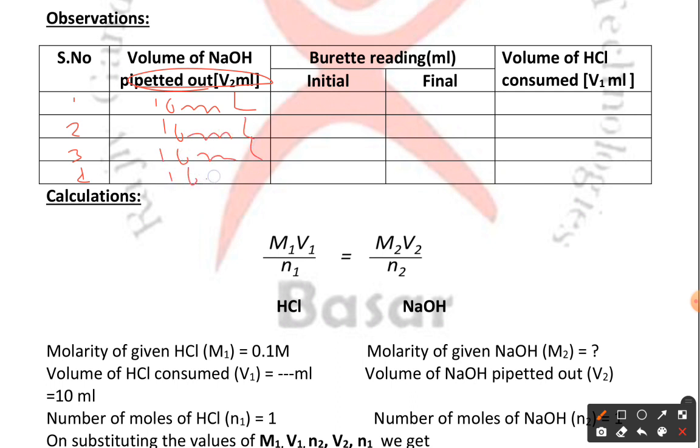So the initial reading here, how much do you have? 0 ml. For example, it is consumed up to 10. So final minus initial, the volume of HCl consumed is totally 10. Second time, again you are taking 10 ml of sodium hydroxide and you are going to add the phenolphthalein indicator. Now you are going to titrate.